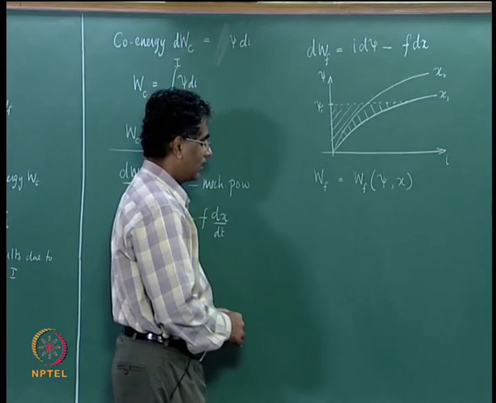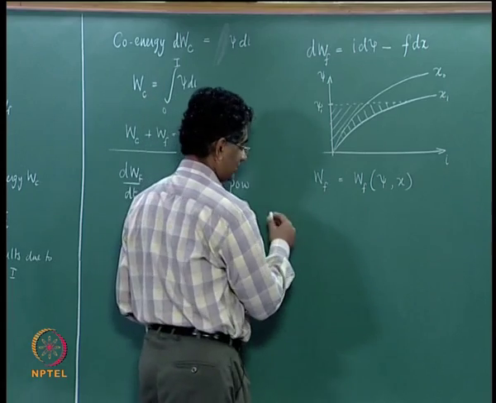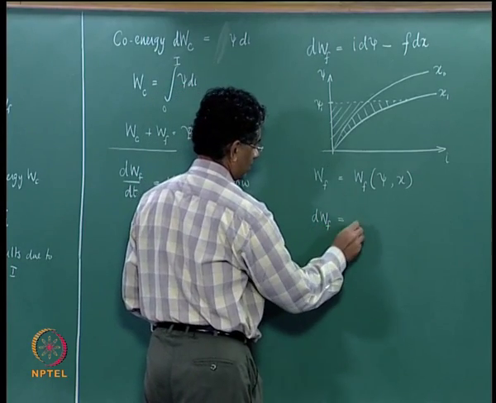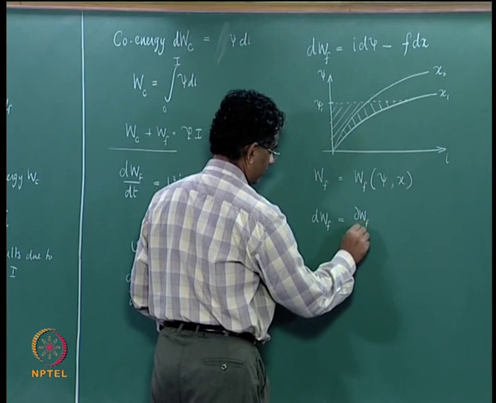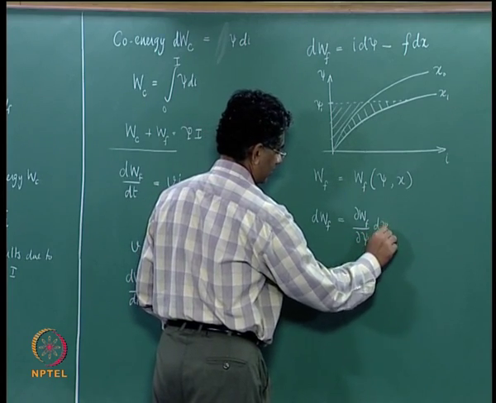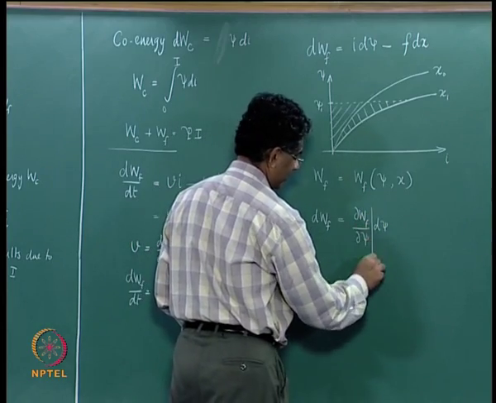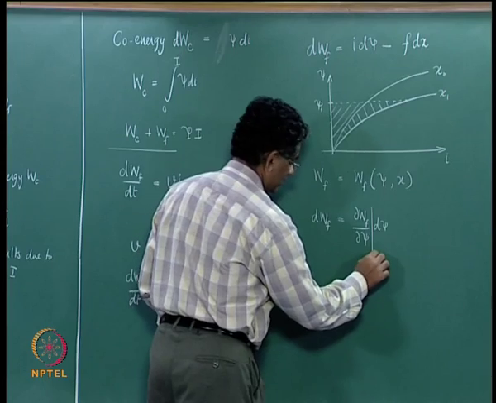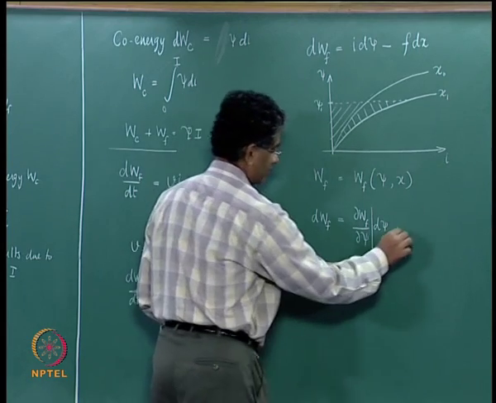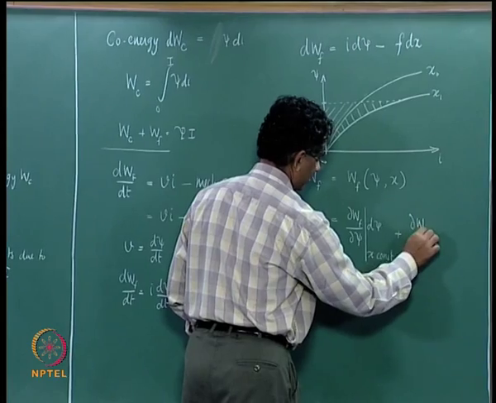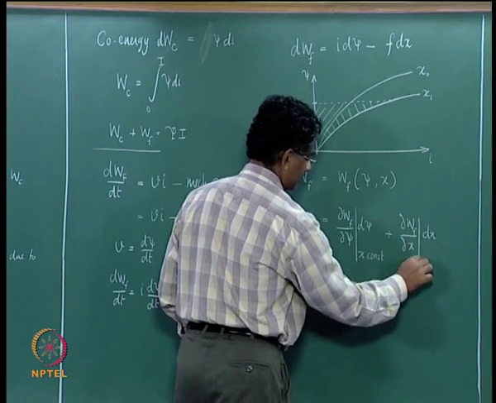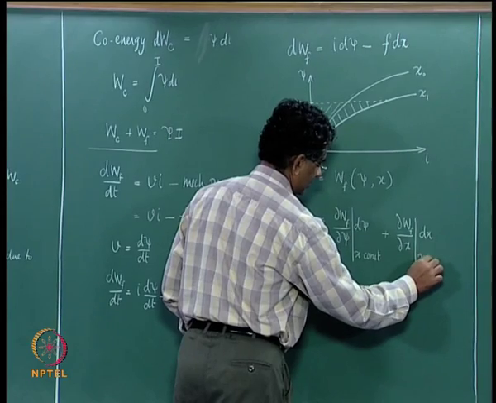then we know from our elementary understanding of differentiation that a differential change in Wf can be written as the partial derivative of Wf with respect to psi multiplied by d psi, this partial derivative being evaluated from this expression by keeping x constant, plus the partial derivative of Wf with respect to x multiplied by dx, this partial derivative being evaluated keeping psi constant.